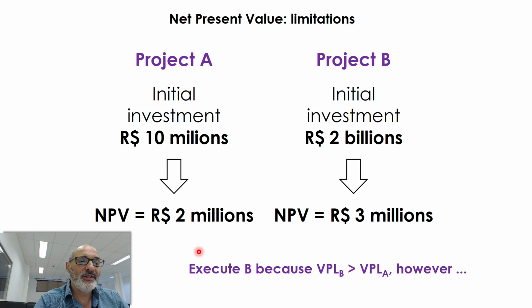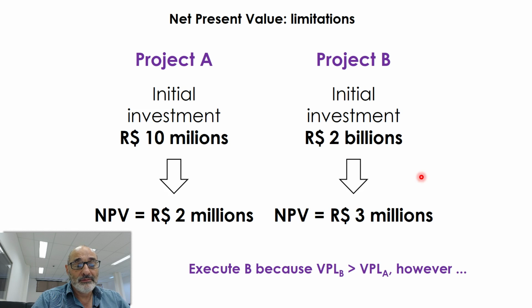Okay, let's say, just for the sake of reasoning, that in project A you have an initial investment of 10 million, and you make all the calculations, cash flow, and so on and so forth, and your net present value is 2 million. In project B, instead of investing 10 million, you have 2 billion as your initial investment.